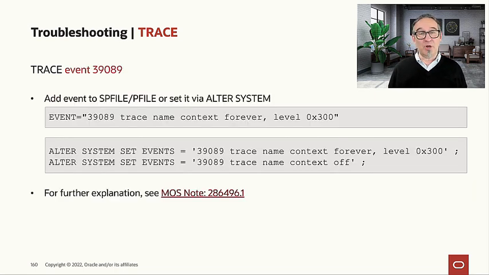And then you can put it also in your SPFILE or in Aura. Here the event for Data Pump triggering the trace is 39089. So you would put event equals 39089 trace name context forever, colon, level, and then the bit mask for the trace event. Not used so often, but you could.